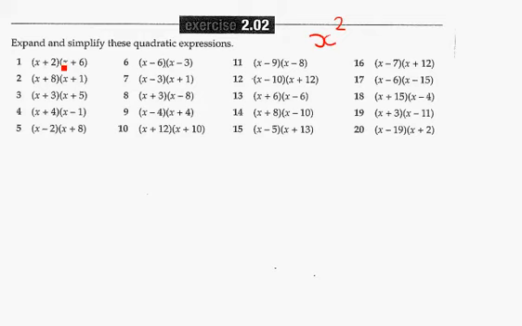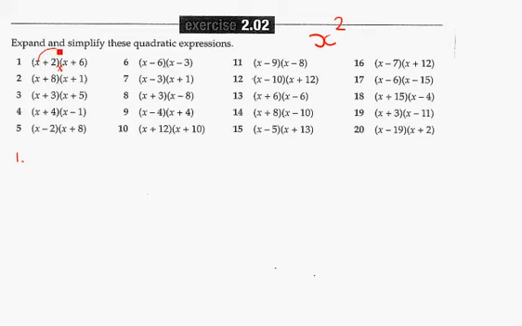There are things we can do to help ourselves. You remember there's a times in between the brackets. There are 2 rows of working needed for each question. So I'm going to answer question 1 down here.